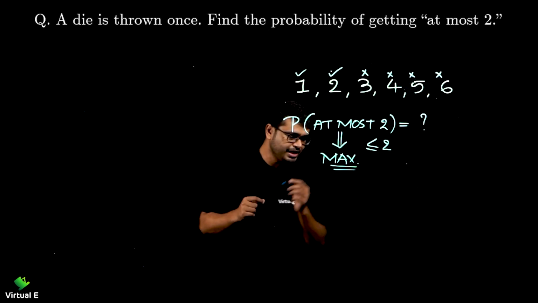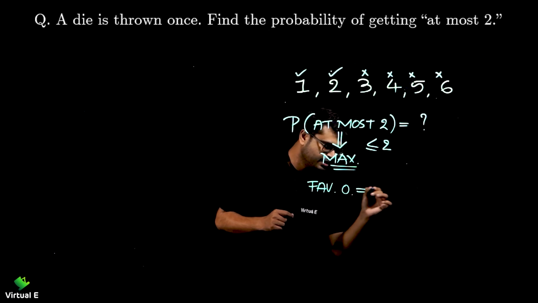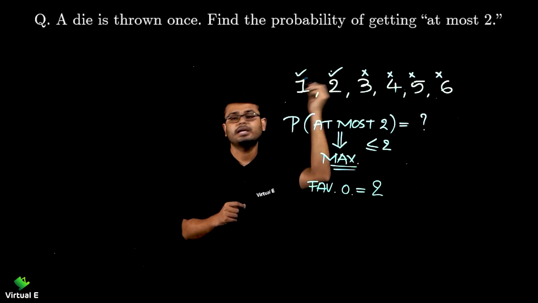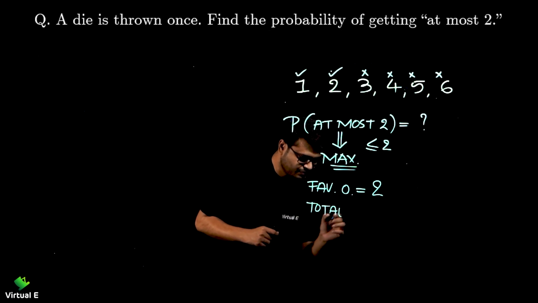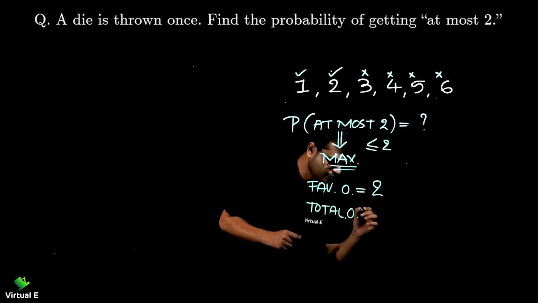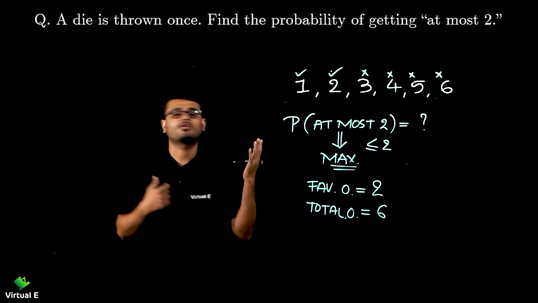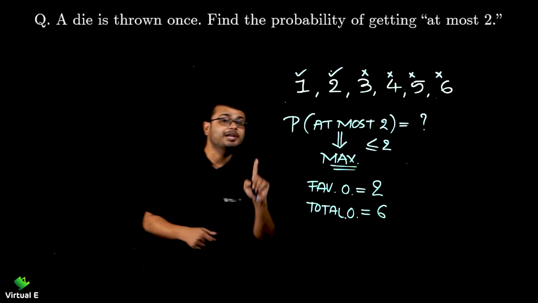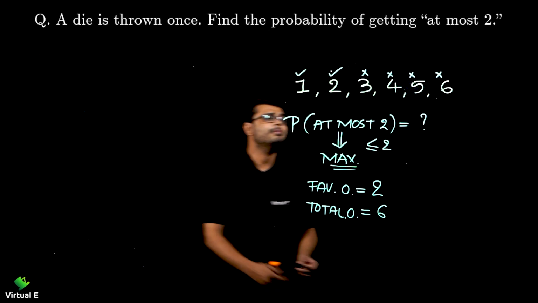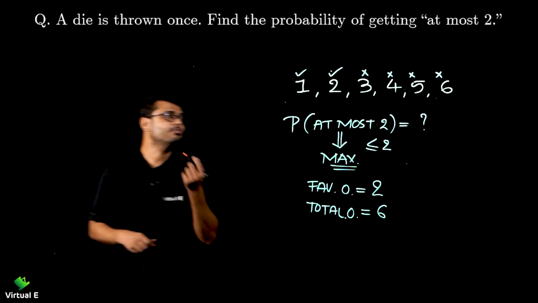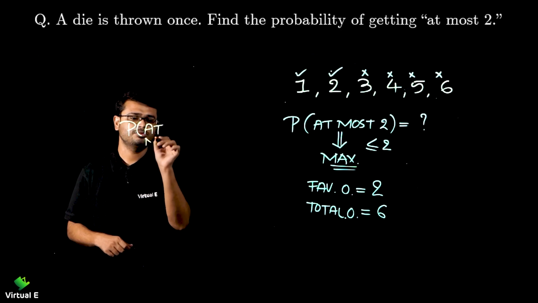So how many favorable outcomes? Let's write favorable outcomes: that is 2, 1 and 2. Total number of outcomes, now that's very easy. Total number of outcomes is 6. In the case of dice, the total number of outcomes is always 6 when we talk about one die, remember, not about 2. Okay, so let's move on to the final answer: probability of getting at most 2.